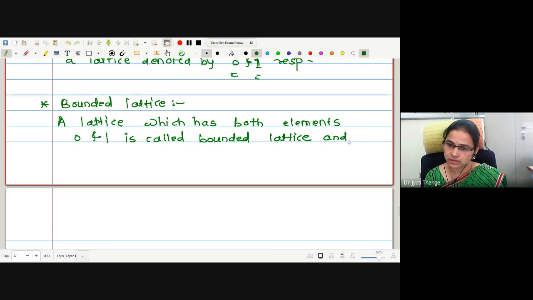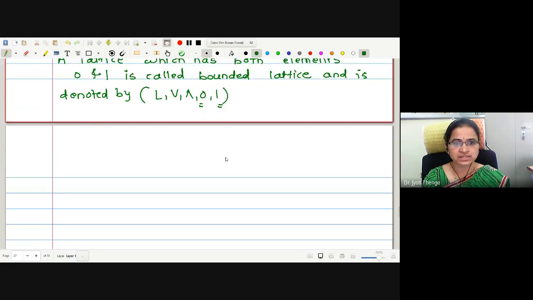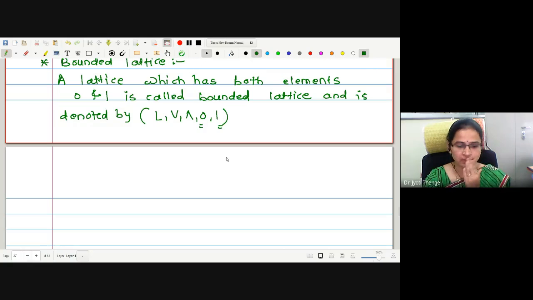And is denoted by L, join, meet along with 0 and 1. So that these two will denote the existence of the least and greatest elements, universal bounds. Okay, let us write some remarks on this.